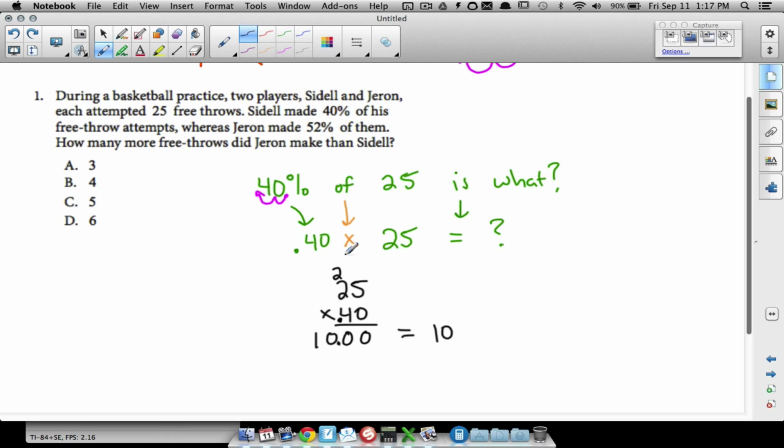Maybe you can do that in your head. Maybe you know a little bit of mental math, and maybe you know that 40% of 25 is 10. So therefore we can say Sadale made 10 free throws.